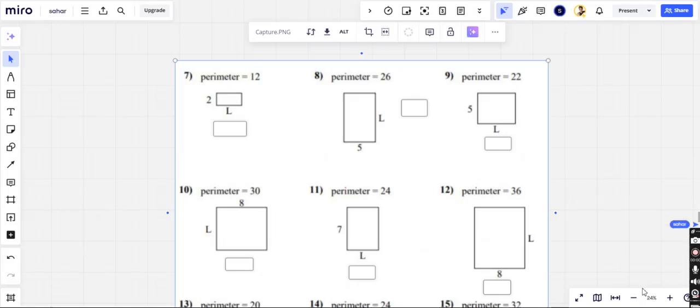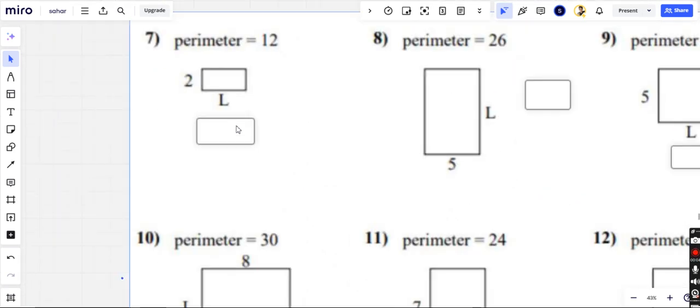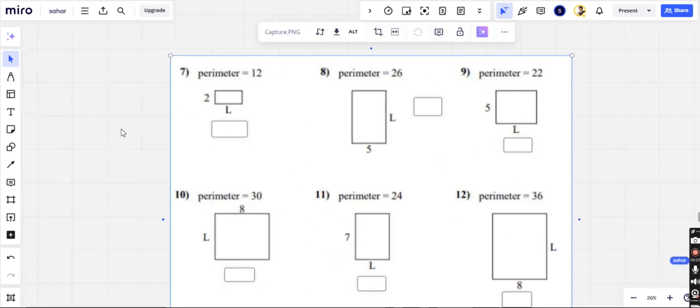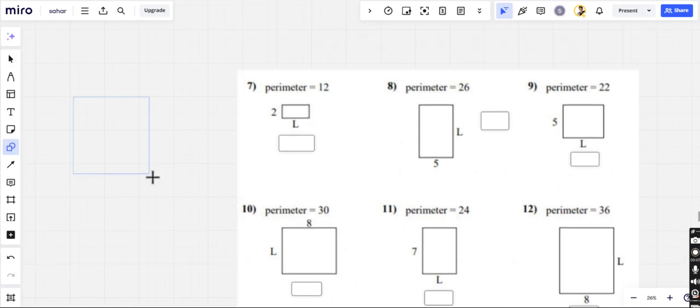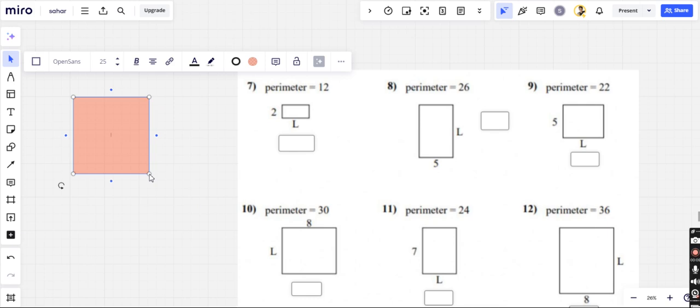Practice on how to find the missing length and perimeter. Okay, dear, check question number one. You see it clearly? Let's suppose we first try one example. We have one square. You see it clearly? Hold on, wait a second.